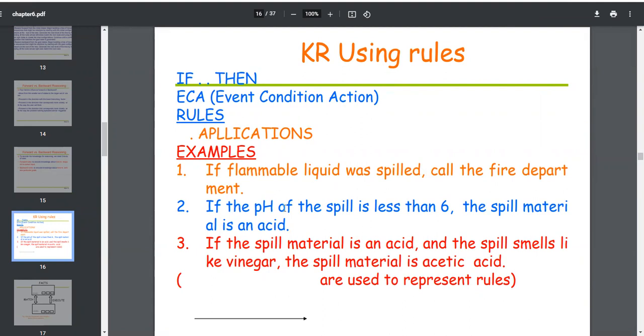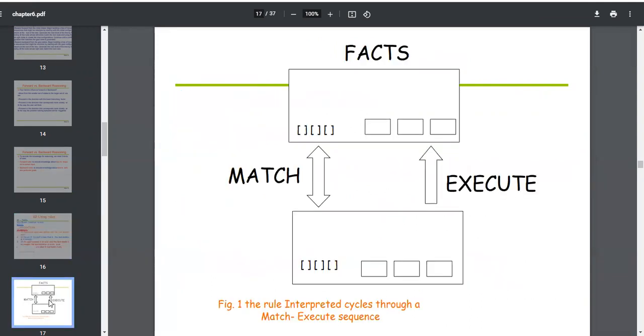Second says: if the pH of the spill is less than 6, then the spill material is an acid. If the spill material is an acid and it smells like vinegar, then the spill material is acetic acid. Dashes are used to represent rules. So let us see how we are going to write them. The process of writing the rules goes like this.